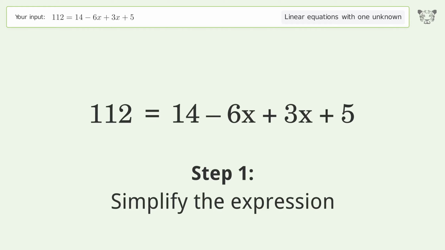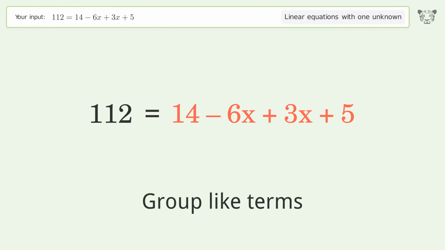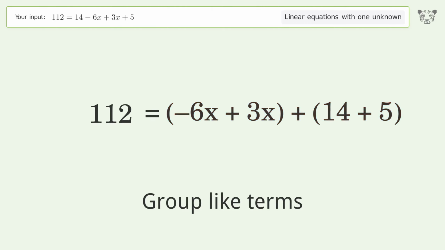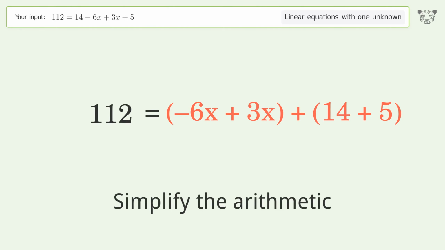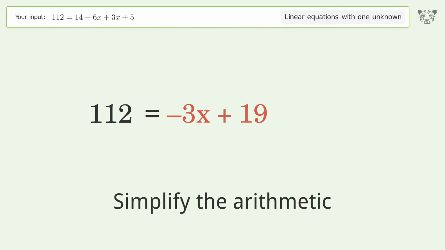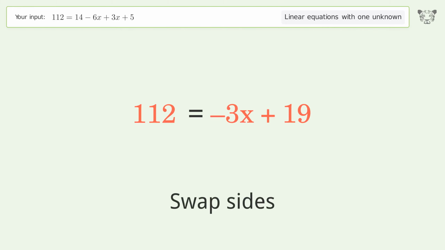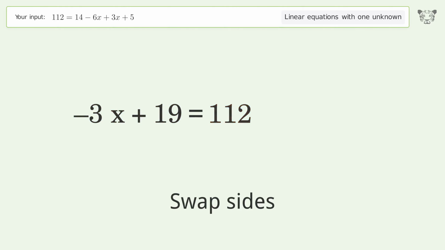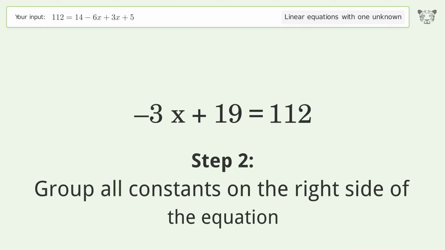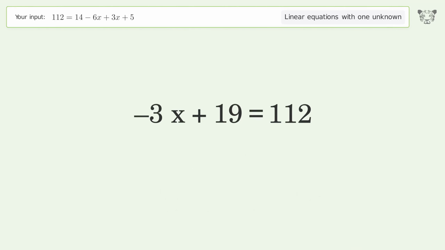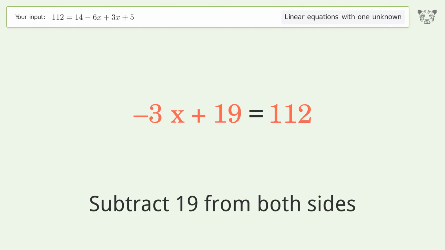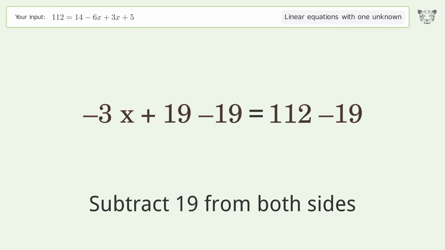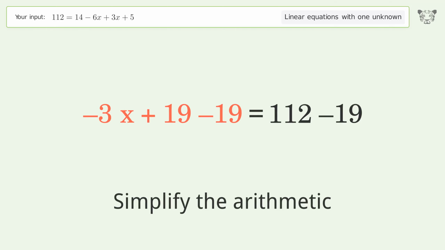Simplify the expression. Group like terms. Simplify the arithmetic. Swap sides. Group all constants on the right side of the equation. Subtract 19 from both sides. Simplify the arithmetic.